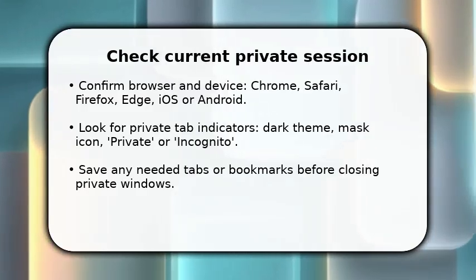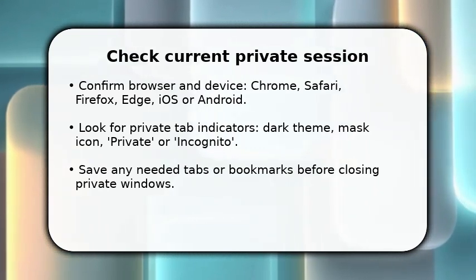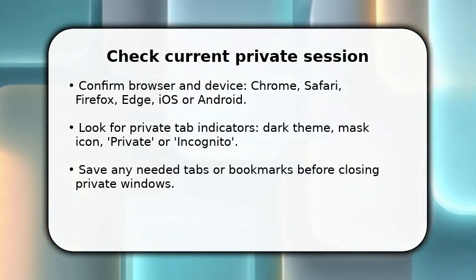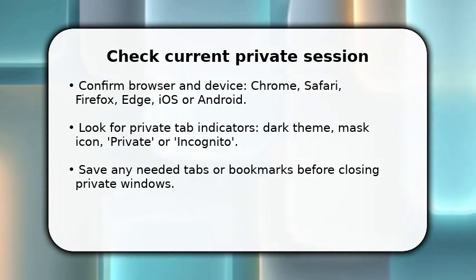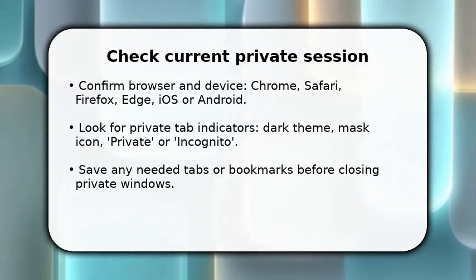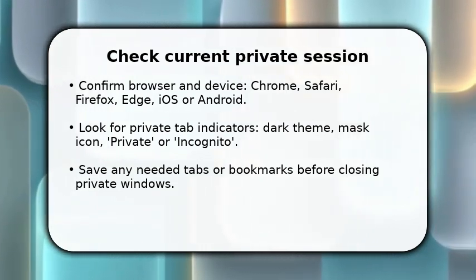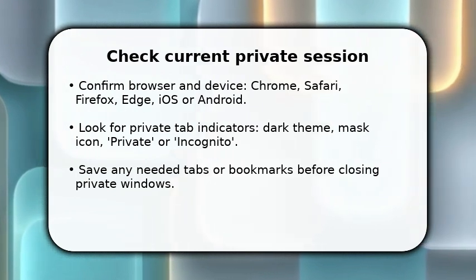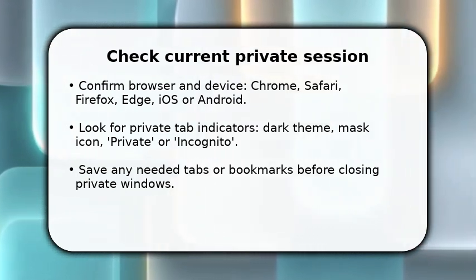You start by confirming you are in a private browsing session and why that matters. Private mode isolates history and cookies. Once you see the incognito or private label, check for any unsaved work and bookmark or copy links you need. Make sure to note which browser and device you're using because the closing steps vary slightly.